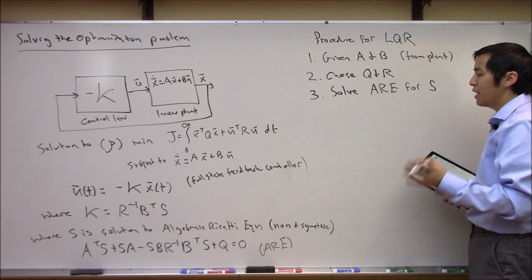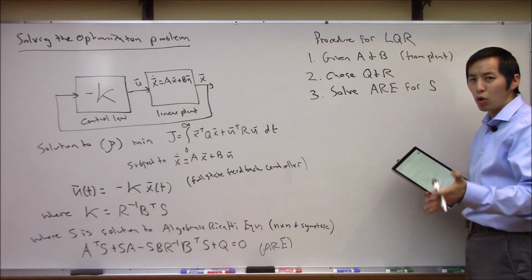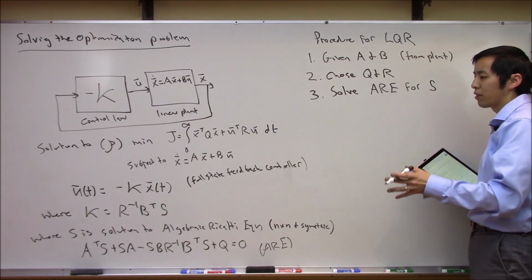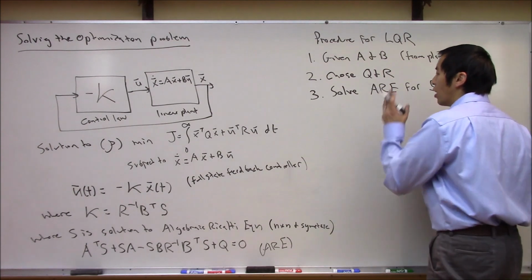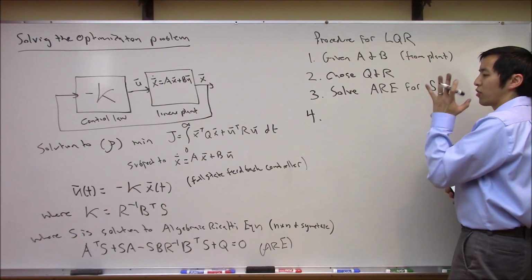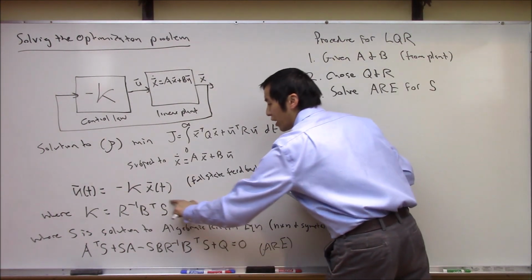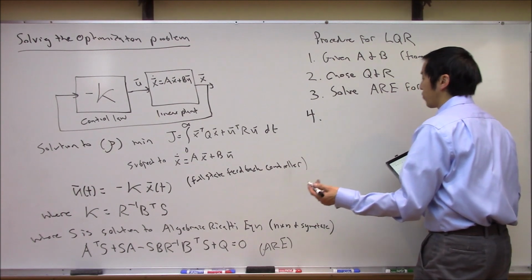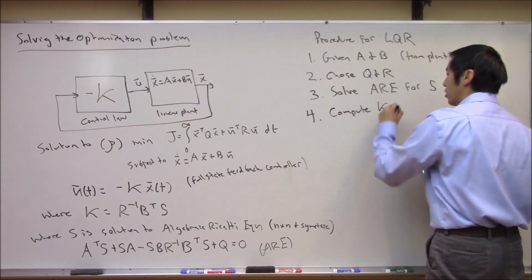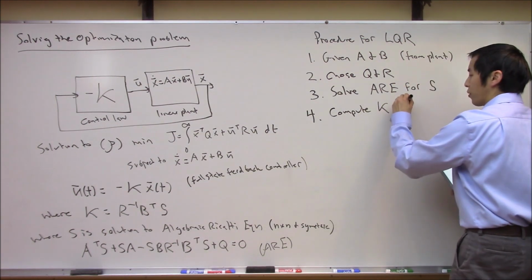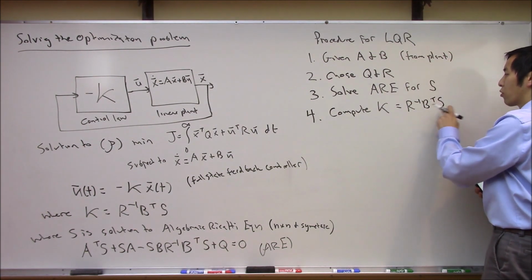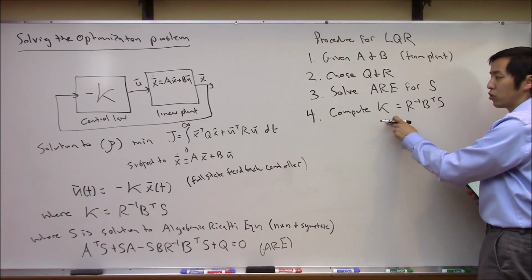What you're going to end up seeing is that once you solve for S, there are actually going to be multiple solutions for S. We'll take a look at this in a second. But if you follow a couple of steps, you'll be able to find which is the one you want. Let's just say solve this for S. You're going to get multiple solutions. Therefore, you can then compute K. You'll get multiple solutions for K. So you can compute your optimal gain K using our expression over there, R inverse B transpose S. And again, since there are multiple solutions of S, you'll get multiple solutions for K.